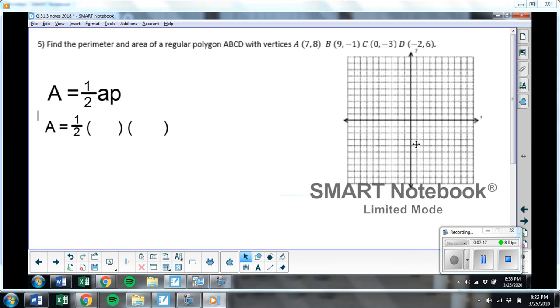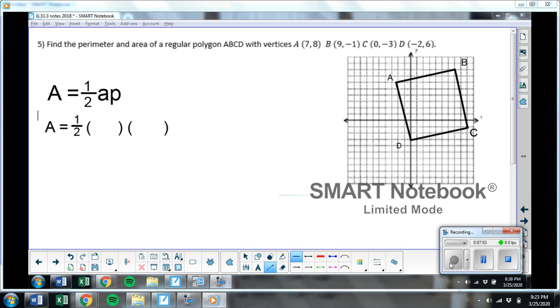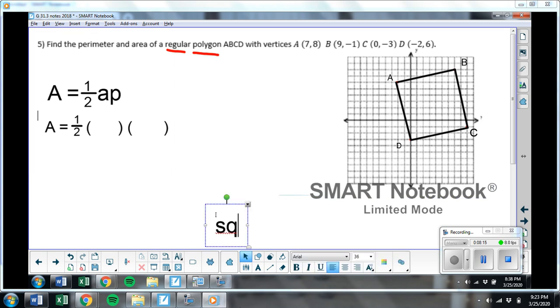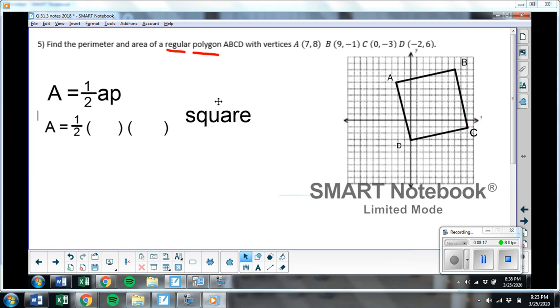Question 5. Pause it, go ahead, plot your vertices, and then play it. Here I have them plotted, and notice it still is a polygon. It's not a pentagon or hexagon, but it's still a closed figure of straight sides. It has 4 sides, so it's still a polygon. Now think about if it's regular. If all sides are the same and all angles are the same, what shape is it? If it has 4 sides and all angles are the same, it's a square.